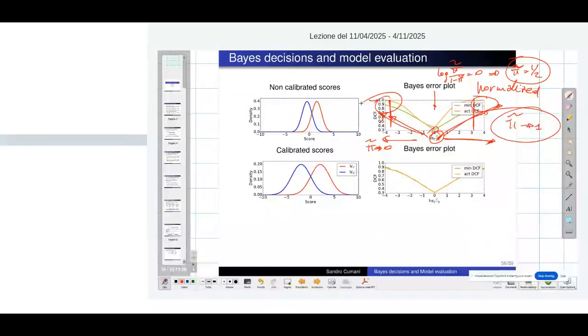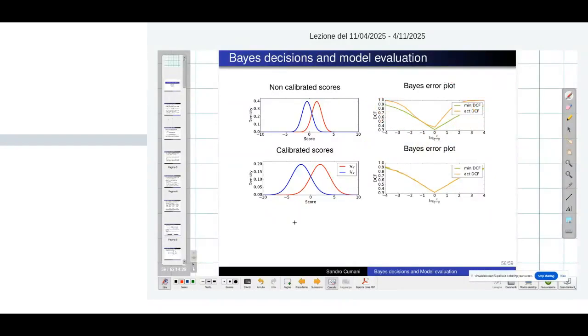It makes sense. If my prior probability for class 1 is 1, it means that all the samples are from class 1. I cannot do better than a classifier that always says class 1, because the probability that the sample is from class 0 is 0. So whichever classifier tries to label as 0 will make a mistake according to my prior probabilities.